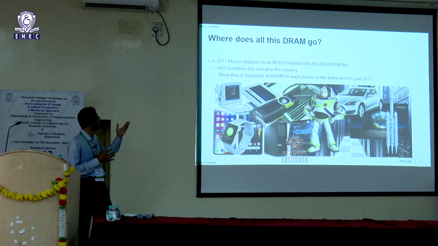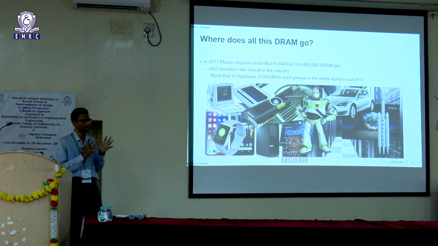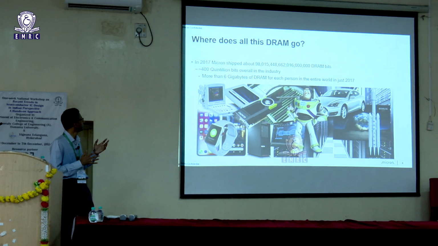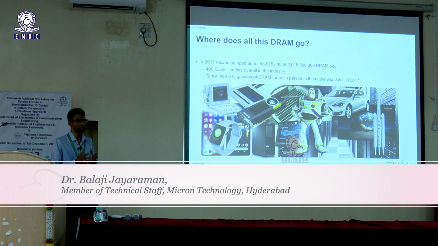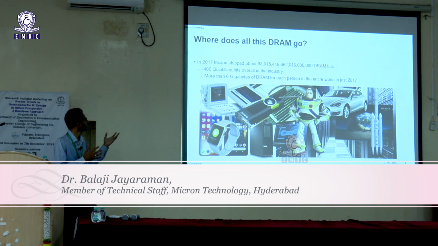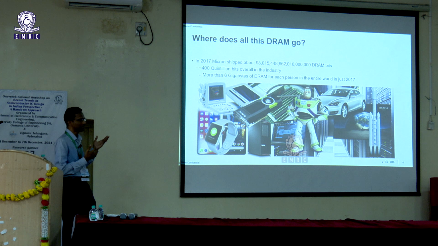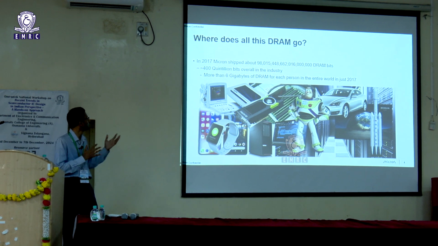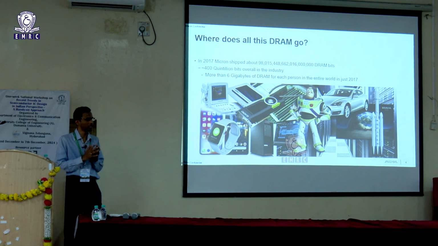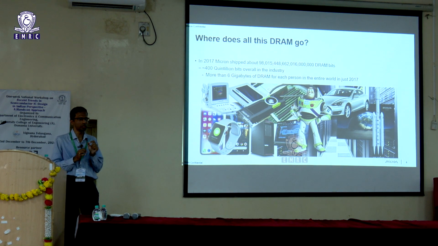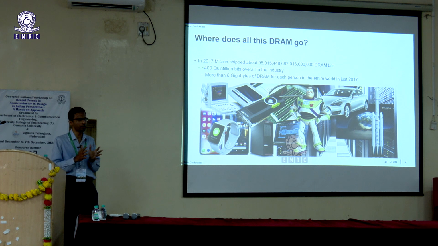And if you look at these numbers, this is a bit dated, but still it will drive home the point. In 2017, Micron, by the way, is one of the companies which manufactures DRAM. There are 3 different companies in the world. Micron has about 20 to 30% of the share. If you look at the number, it's mind boggling. It's like 10 raised to 18 DRAM bits in one particular year. Overall industry, it's like 400 quintillion, which is 10 power 18. That's the amount of DRAM that gets generated year on year. It's like every person in the world is using about 6 GB of RAM. That's the kind of pervasiveness that DRAM has.